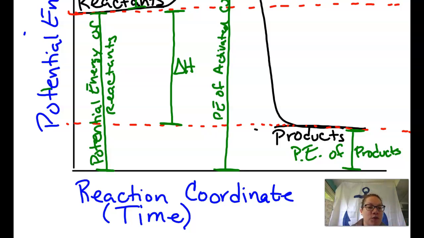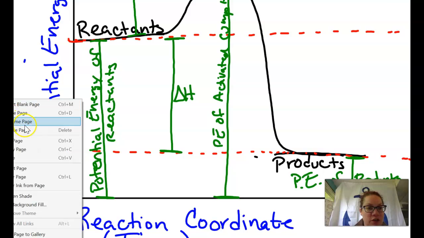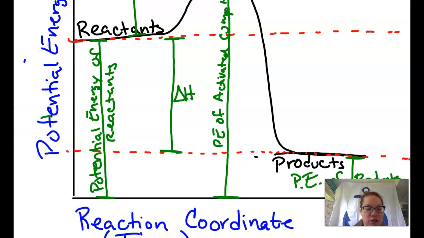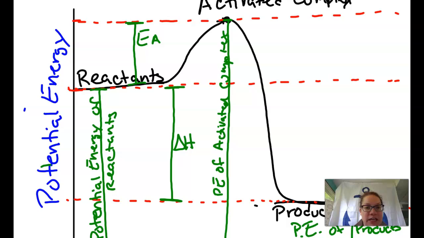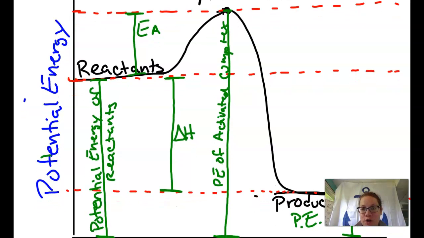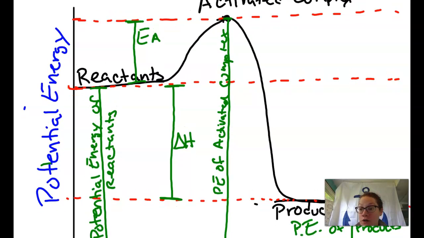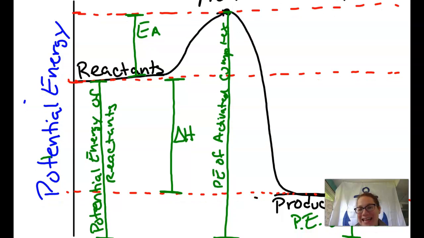So this is talking about the beginning of the reaction on the left to the end of the reaction on the right here. What you'll see here is that on the y-axis, we have potential energy. All right. So you should go ahead and draw this in your notes. I would give myself an entire page for this diagram.